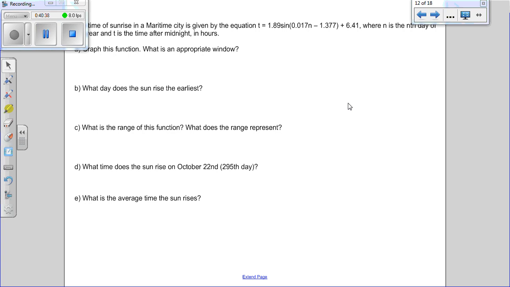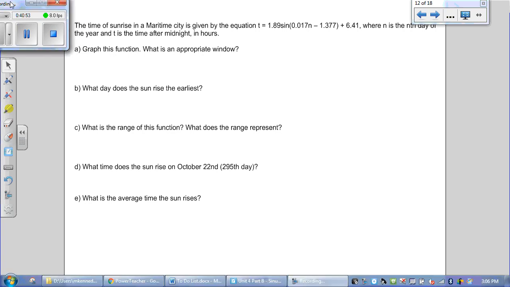All right. This says the time of sunrise in Maritime City is given by the equation. It's given to you there, where N is the nth day of the year and T is the time after midnight in hours. I read it once, just to understand what it's about. I read it a second time so I can draw info out of it. They're talking about the sun rising in a city. I read it again. The time of a sunrise in Maritime City is given by this equation where N is the nth day. So N equals day, and T equals time in hours.